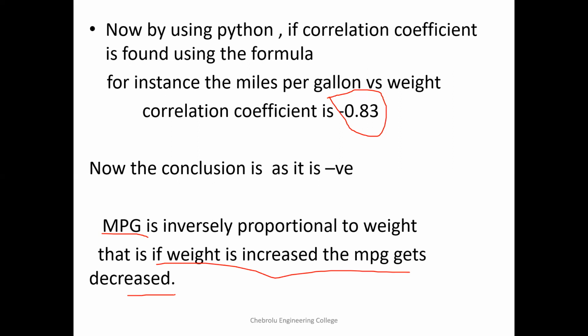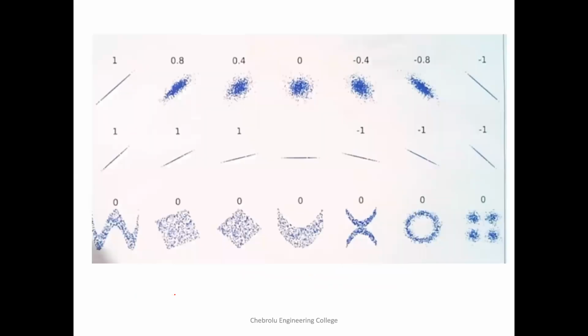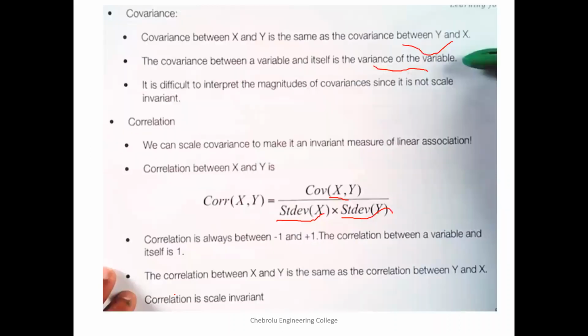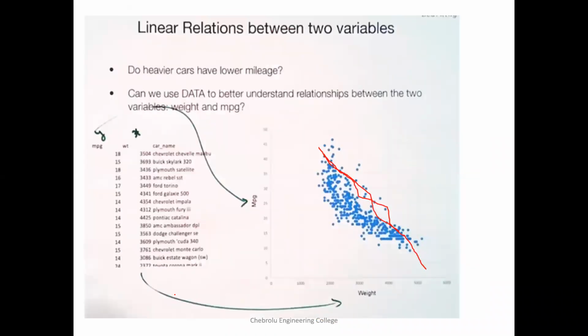This is called the relation between two features. So how do you take weight?